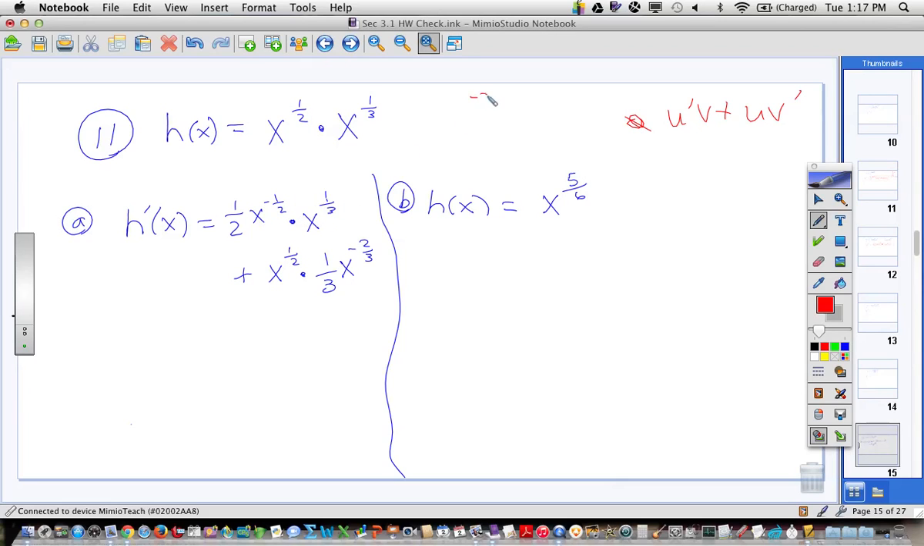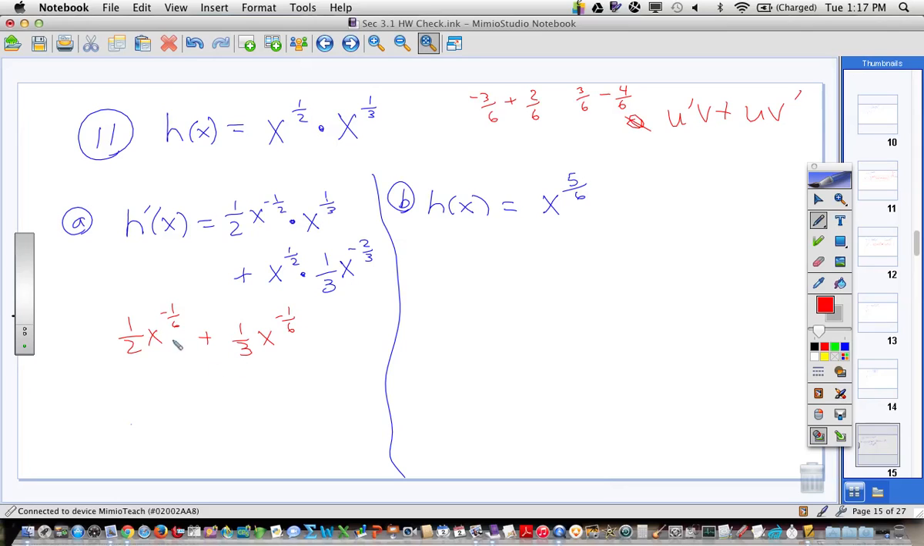Now, negative 1/2, that'd be negative 3/6, plus 1/3, that'd be 2/6. That adds to negative 1/6. So this would be 1/2 x to the negative 1/6. Here, we would have 1/3, and then here we can add those powers. That would be 1/2, which is 3/6, plus negative 2/3, which is negative 4/6. 3/6 take away 4/6 is negative 1/6.